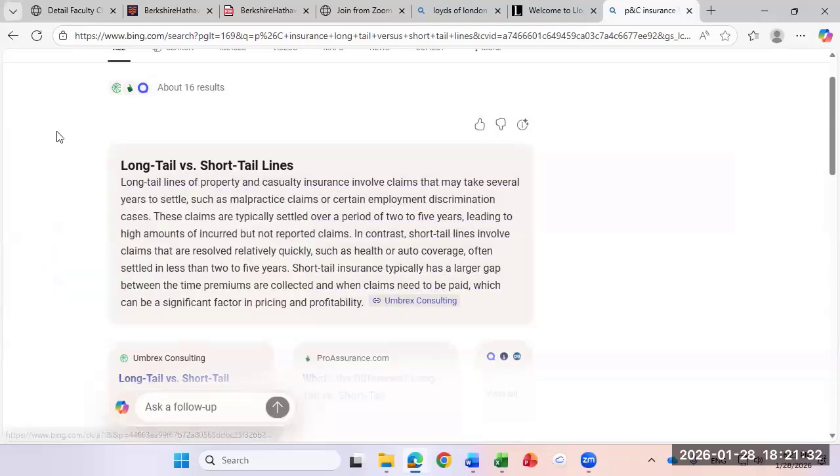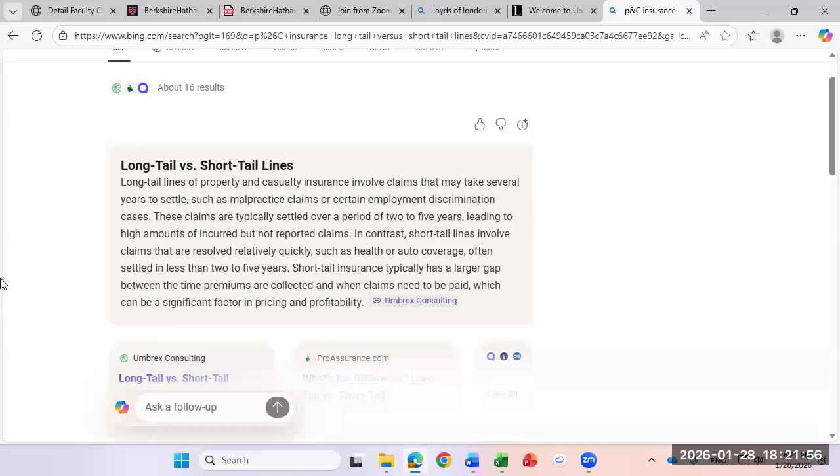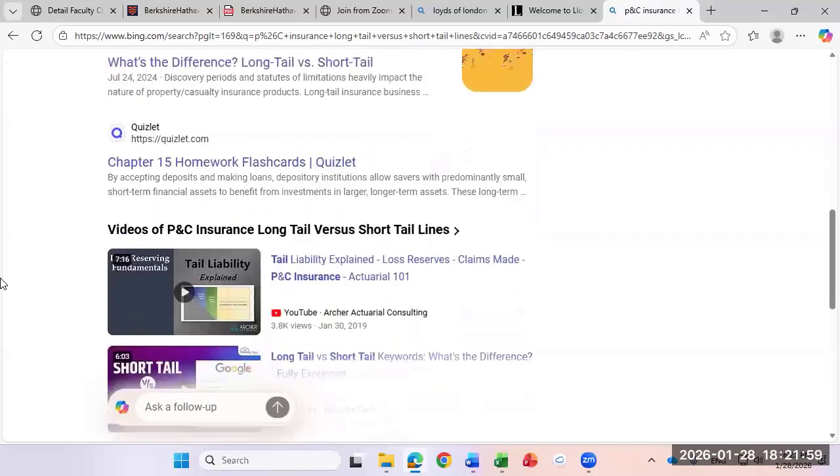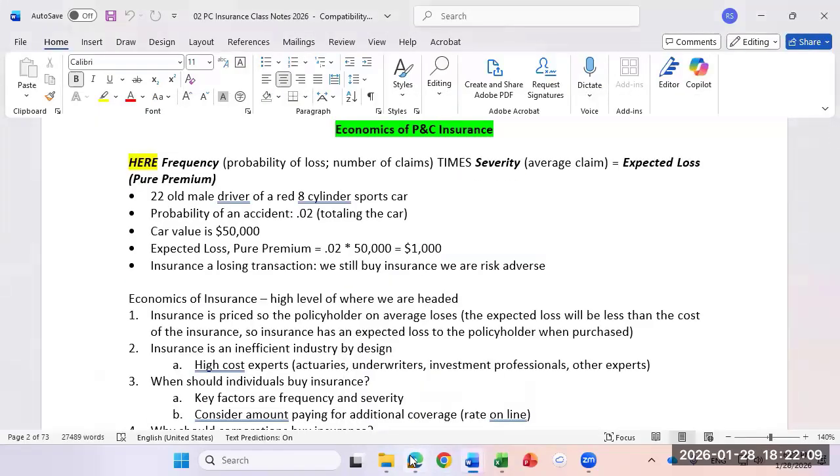Long-tail lines involve claims that take several years to settle. Malpractice, we'll talk about malpractice. That's on the doctor side. Short-tail lines involve claims that resolve really quickly, such as health or auto coverage. And they talk about the timing, the gap between when premiums are collected and when claims need to be paid. So yeah, there may be other stuff out there to be interesting. There's even YouTube videos out there. You can use a YouTube video for that 10% and just summarize what's in the video. That works as well.